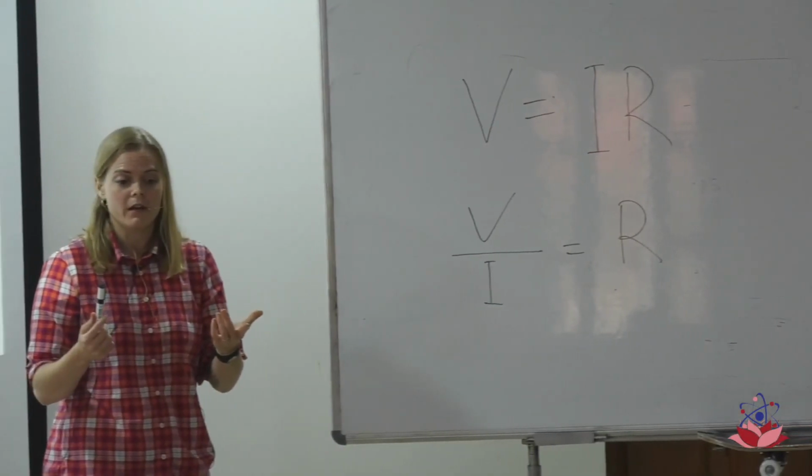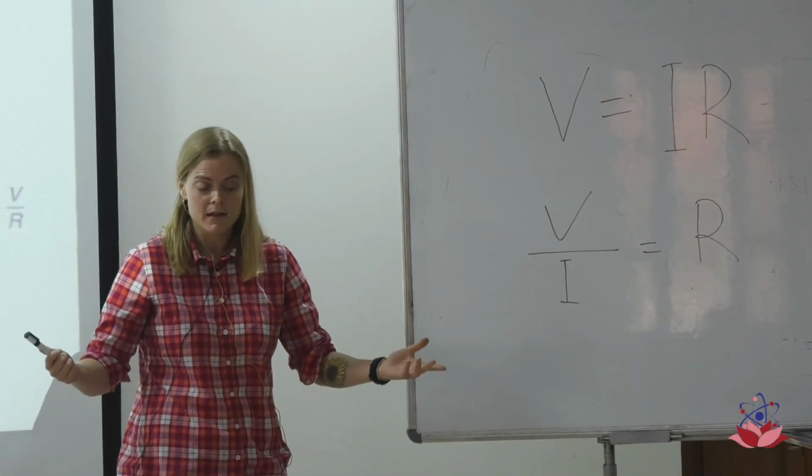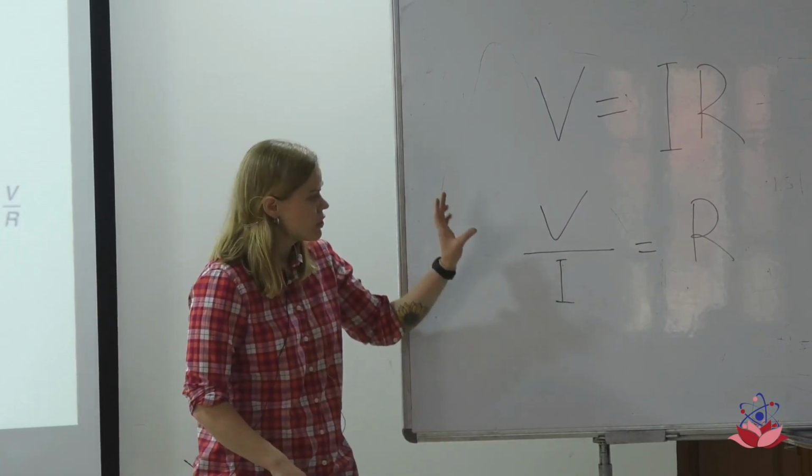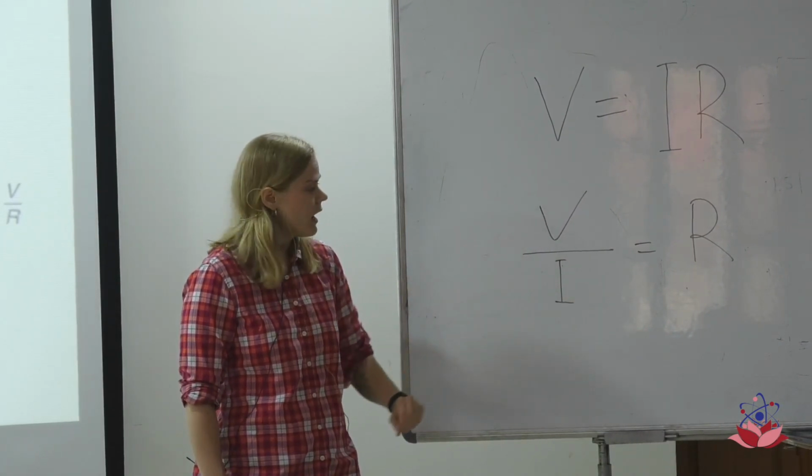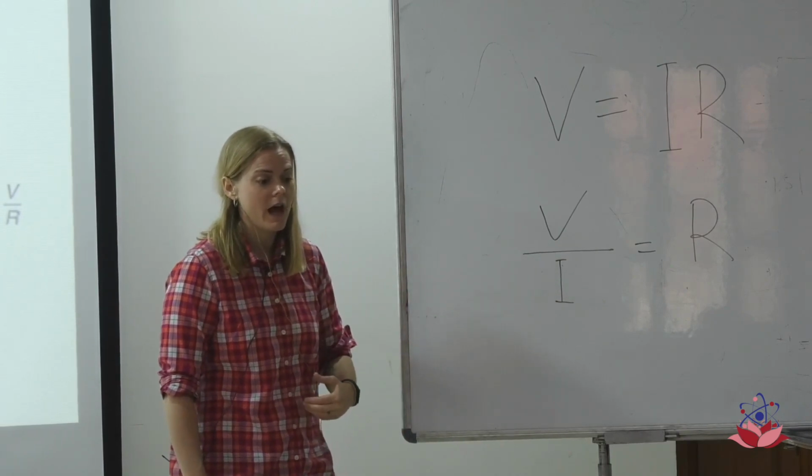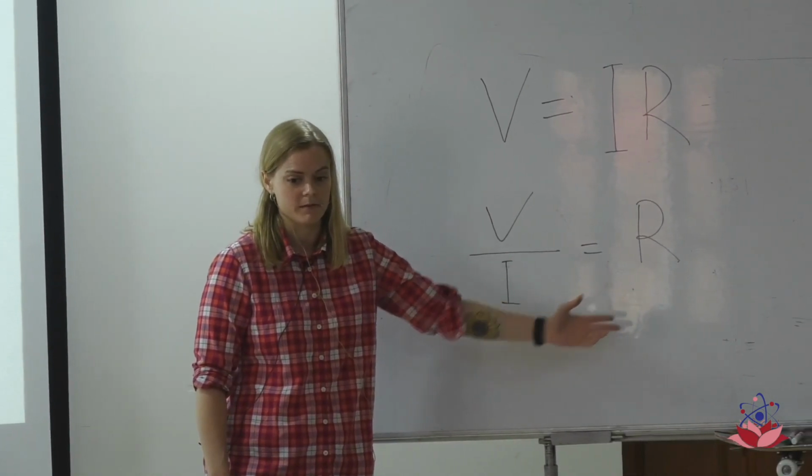So for a given circuit, no matter how complicated it is, I can measure the voltage that the battery gives me and the current in the circuit, and then I can have the total resistance of the circuit.